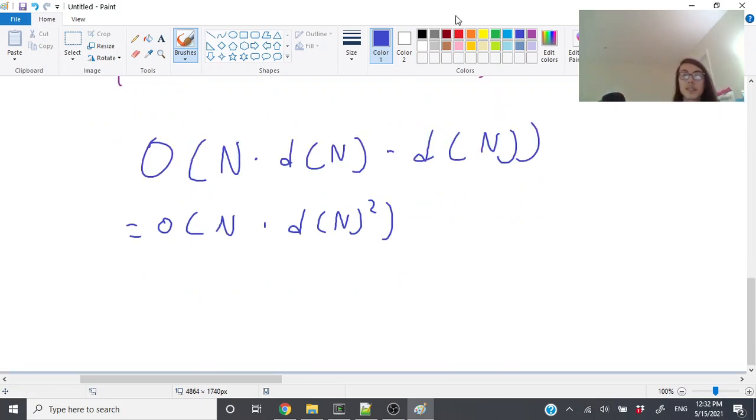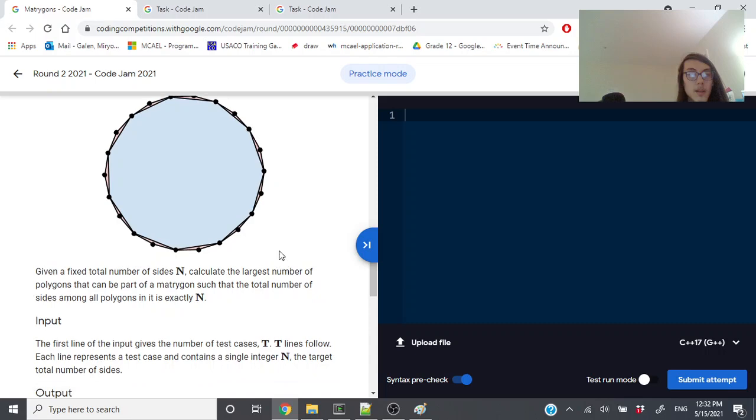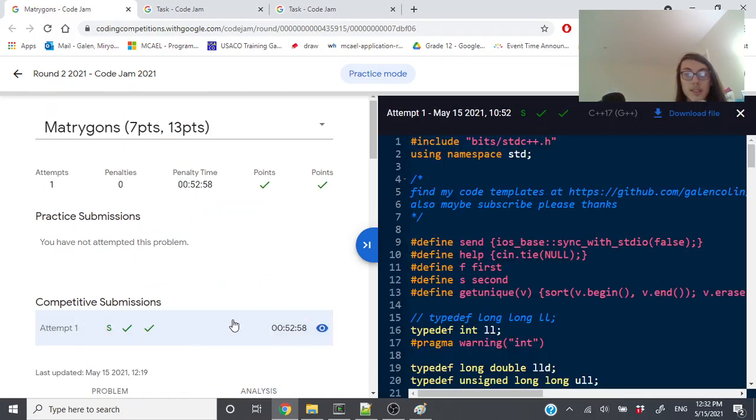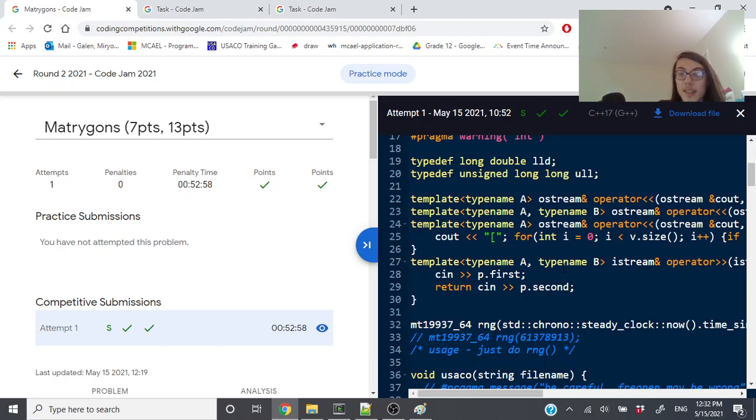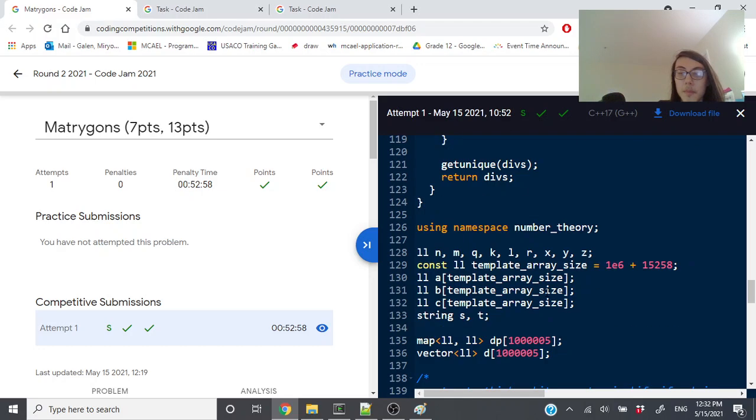So anyway, it turns out that because most elements don't have that many divisors, this even works for n equals 10 to the 6th. That solution, yeah, in this case, that's just what I did. It's relatively close to the time limit, but it still works.